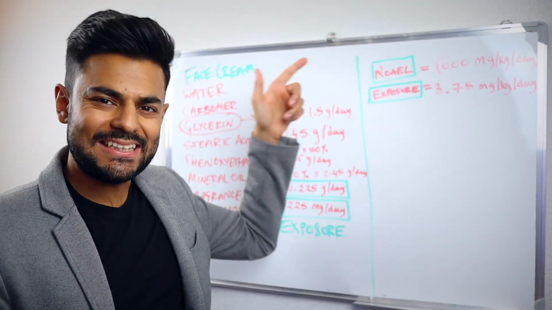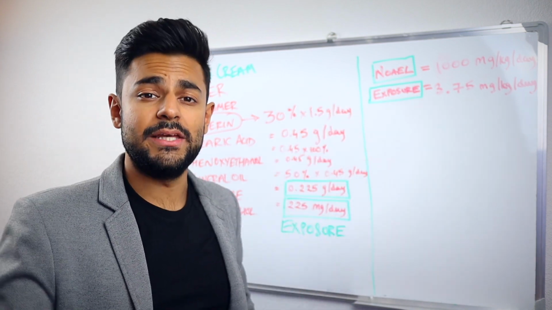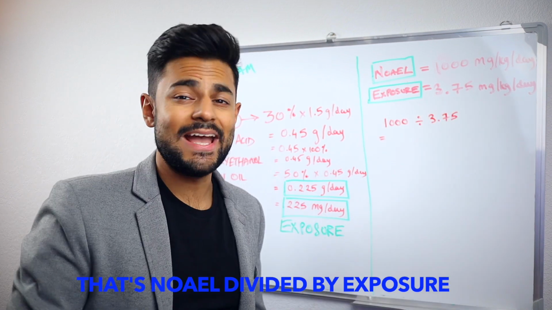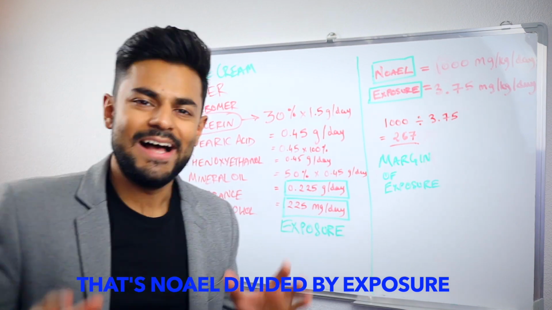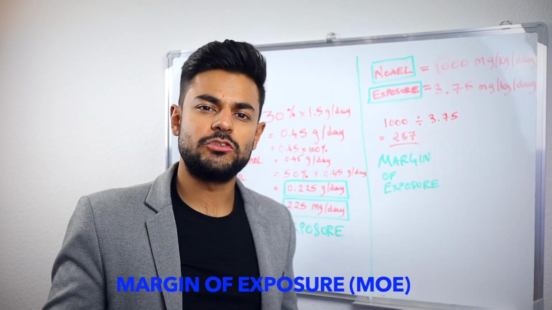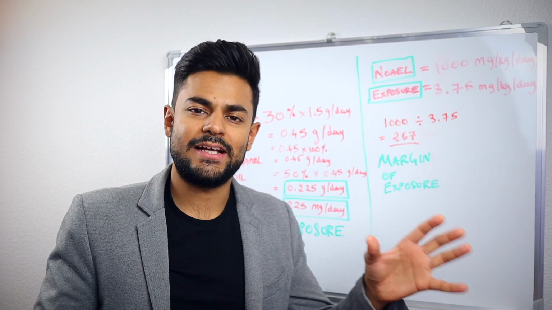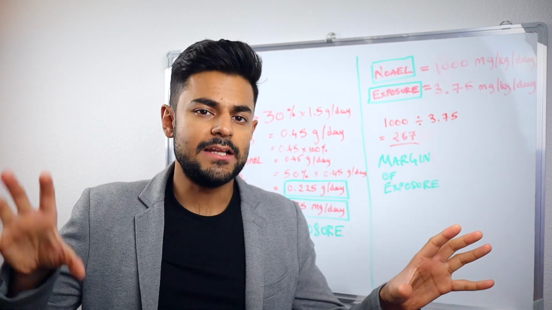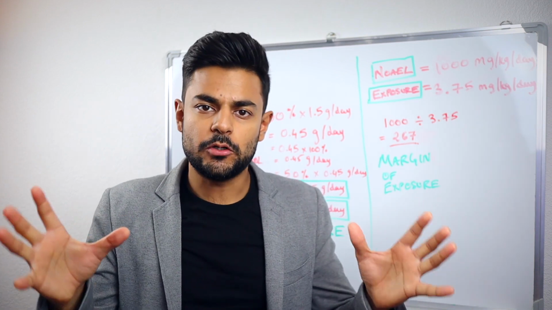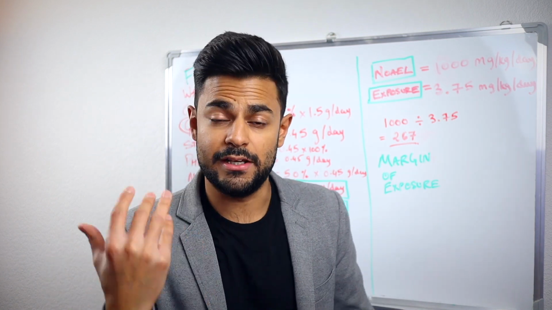So now we know what doesn't cause an adverse effect in a rat, and we know what the exposure is going to be for a human being. If you do 1000 divided by 3.75, we get 267. And that number is our margin of exposure, or MOE. The margin of exposure, in a single number, shows us the difference between the number that doesn't cause an adverse effect in a rat and the number that shows the exposure in our user. So the greater the margin of exposure, the more confident you can be that your ingredient isn't going to cause anything harmful in a user.